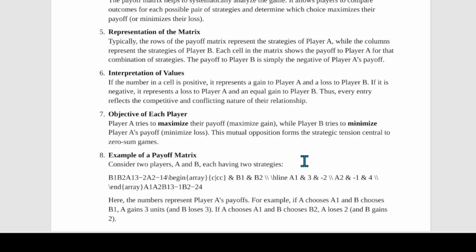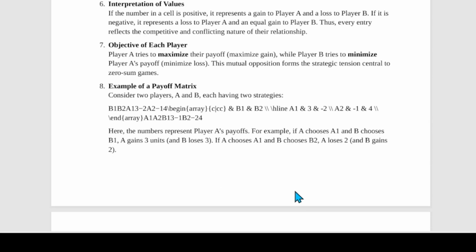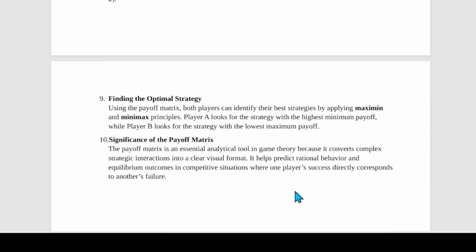Now the payoff matrix is not clearly written here, but let me explain it to you. I'll actually include the payoff matrix at the end. So we'll understand the example then.